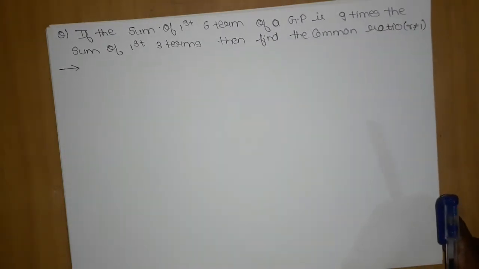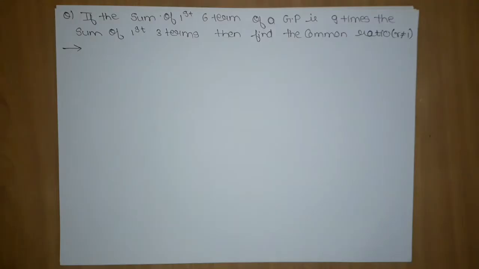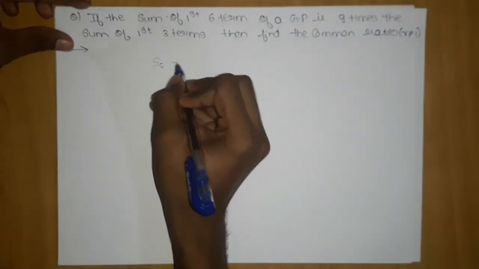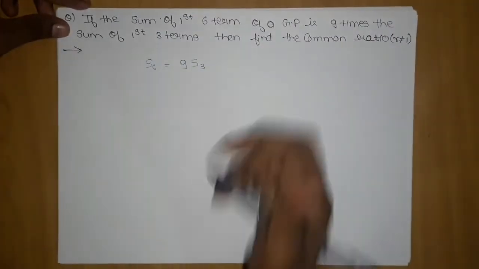The next question is this, which says if the sum of the first 6 terms of a GP is 9 times the sum of the first 3 terms, then find the common ratio. So how will we do it? S6 is equal to 9 times S3. Find the common ratio.